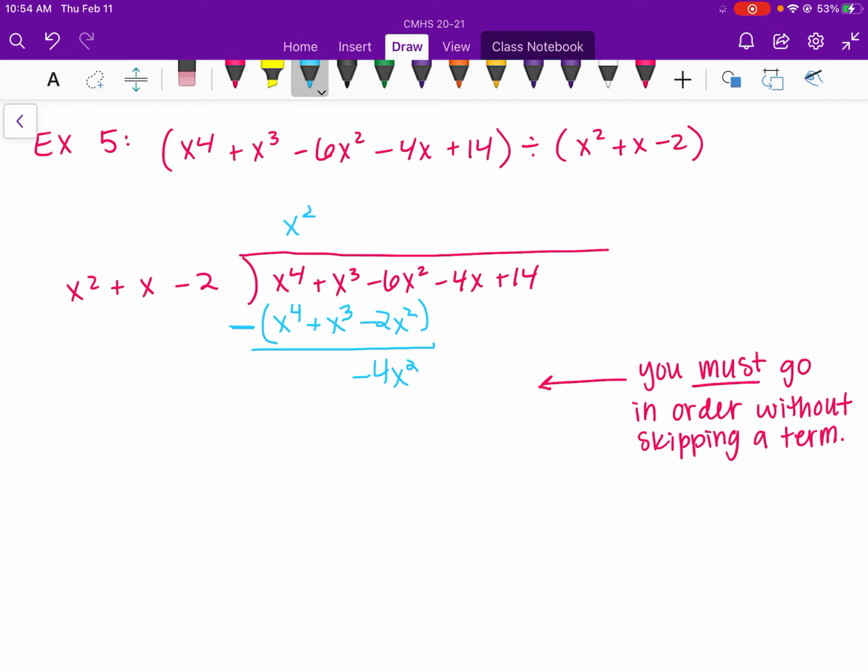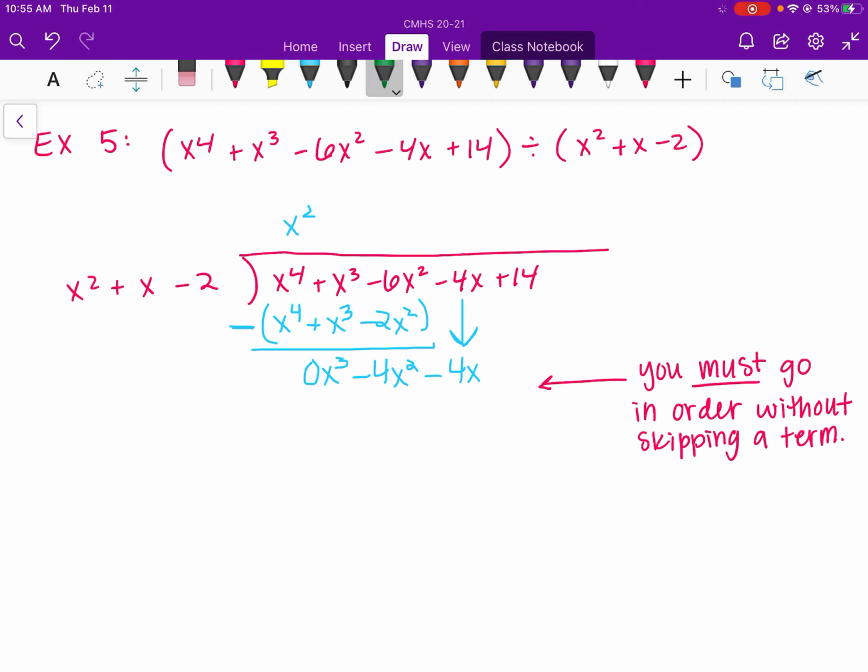However, we have to go in order. We have to do the 4's, then the 3's, then the 2's, then the 1's, and so on. So I have to put a 0 x cubed here, because we did the x to the fourth first, and now we have to do the x to the third. So over to the side, that's why I wrote you must go in order without skipping a term. Bring down your negative 4x.